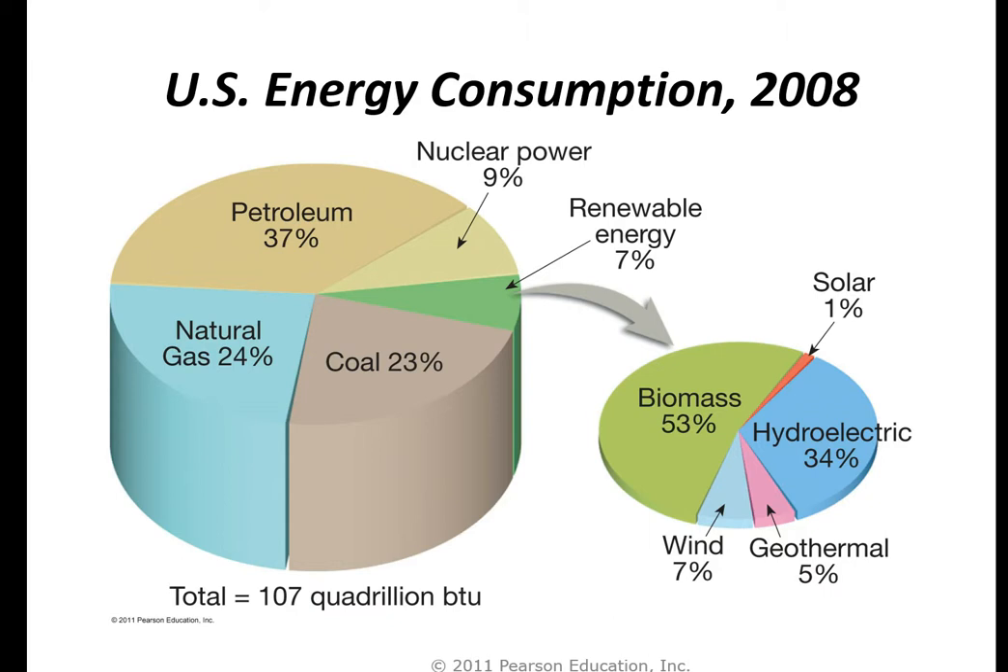So in the United States, here's our energy consumption. 37% of it is petroleum, 24% natural gas, 23% coal. A smaller portion, 9%, is nuclear power. Most of those nuclear power plants are near the East Coast. And then only 7% are renewable energy sources. And of that 7%, over half is biomass. A little bit is wind, a little bit is geothermal, hydroelectric from water going over dams, and just 1% is solar.